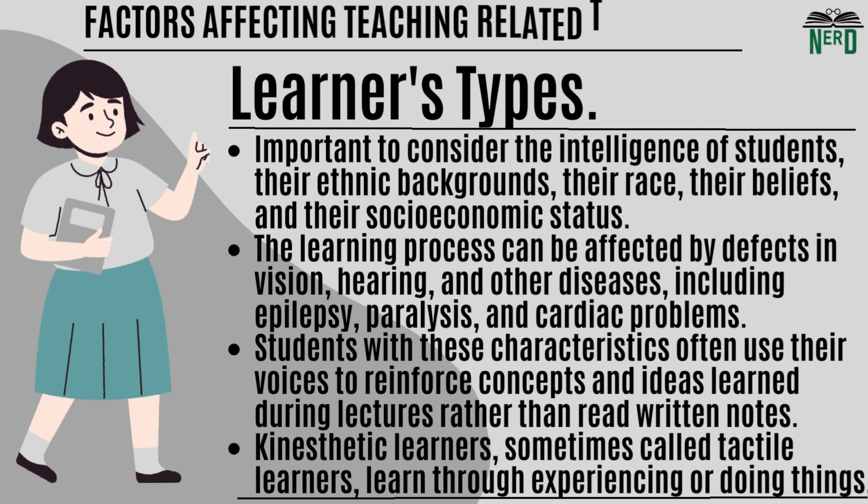Learner types also affect learning. When teaching in the classroom, it is important to consider the intelligence of students, their ethnic backgrounds, their race, their beliefs, and their socio-economic status. The learning process can be affected by defects in vision, hearing, and other diseases, including epilepsy, paralysis, cardiac problems, etc. The consequences of poor vision, hearing impairments, and physical handicaps on learning are profound.